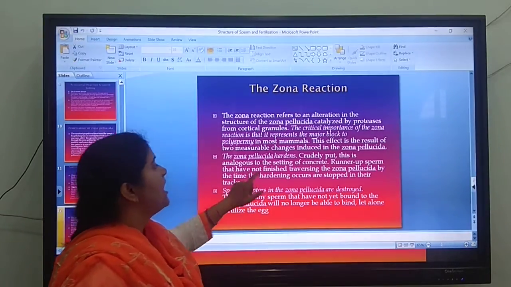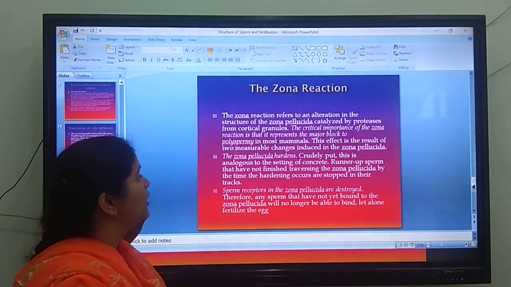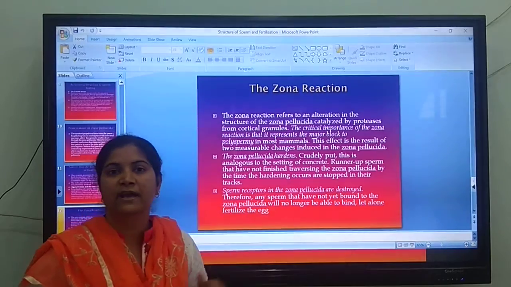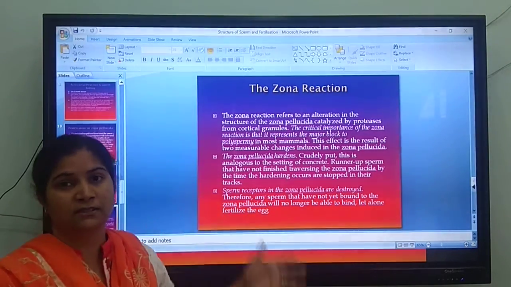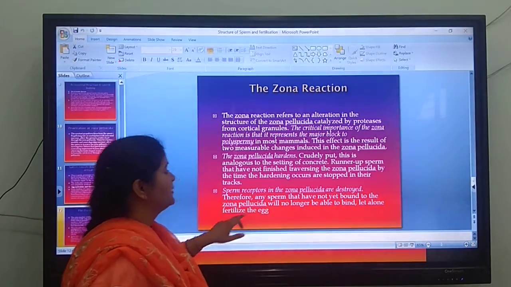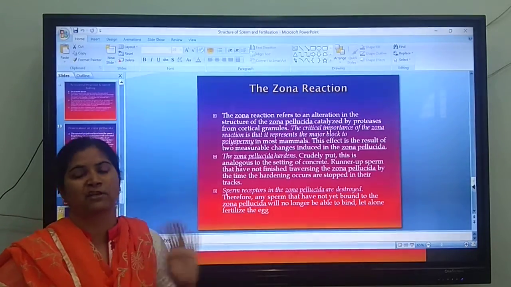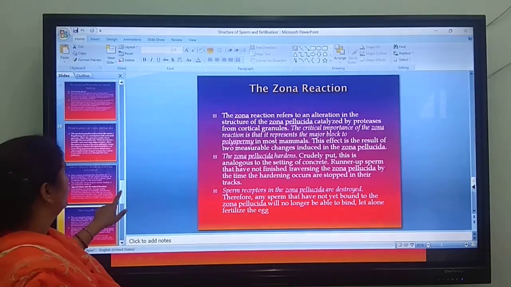The zona pellucida hardens, crudely analogous to the setting of concrete. This means the cell will now be covered by a hard, tough structure so that no other sperm can fuse with it. And the sperm receptors in the zona pellucida are destroyed. Now no receptor is present to accept any other sperm coming.